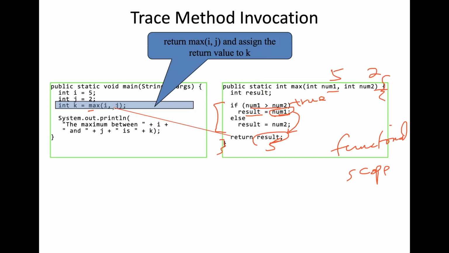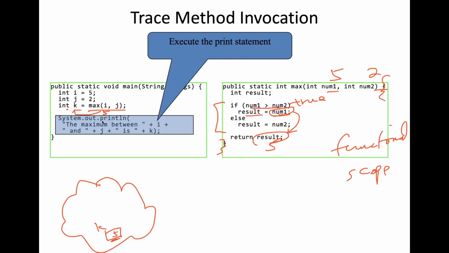And because max returns a 5, this value of 5 is going to be in your variable k. And this is the same memory account. Maybe here is where the k is, an integer of 2 bytes at this location with a value of 5. Next up, we're going to System.out.println. So remember, this is printing the entire string that you have concatenated in this fashion to your console with a line break.